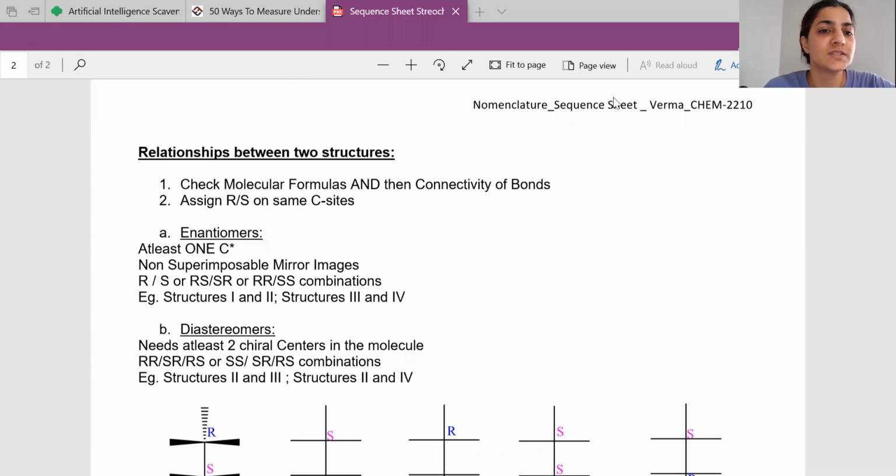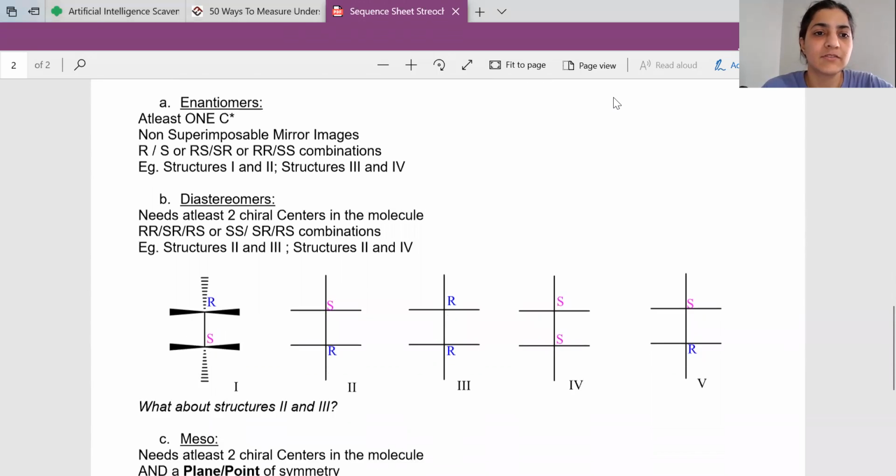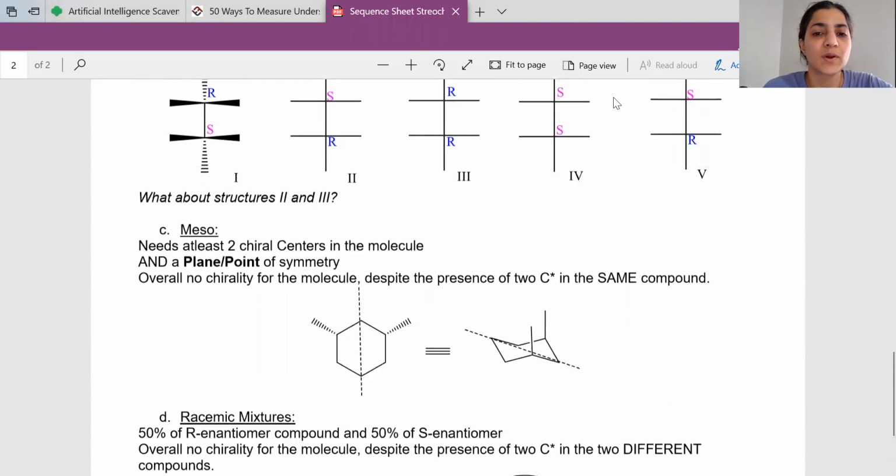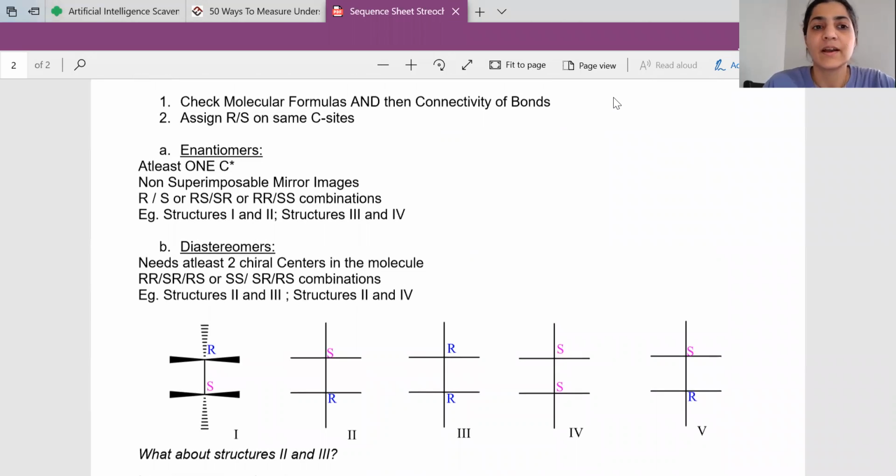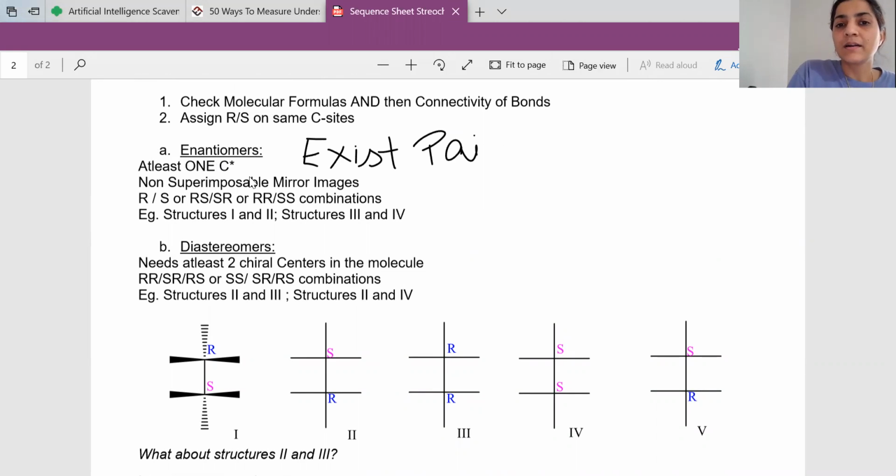Looking at the definitions of all of these 4 different stereoisomers that we can have, it is only the enantiomers which need at least 1 chiral carbon. Enantiomers always exist in pairs. If there is an R, there will always be an S corresponding to it. Enantiomers need 1 chiral carbon at least, and they are non-superimposable mirror images.